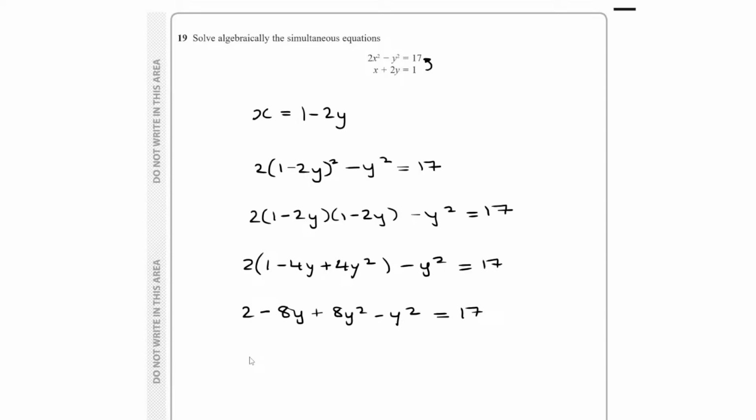Collecting the like terms, I get 7y squared. So what I'm going to do, because obviously you will end up with a quadratic, is you want to make it equal to 0. I'm going to move the 17, not because it's easier because it's only one term. The way I decide which way I'm going to move left or right is where the y squared or the x squared is positive. So because it is positive over here, I'm going to move the 17. So I had minus 8y, 2 take away 17 is minus 15.